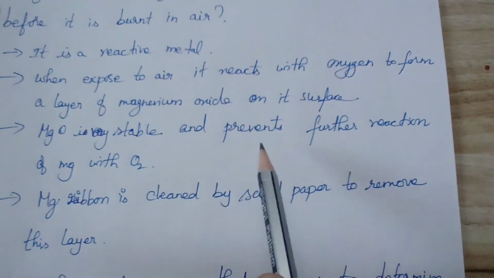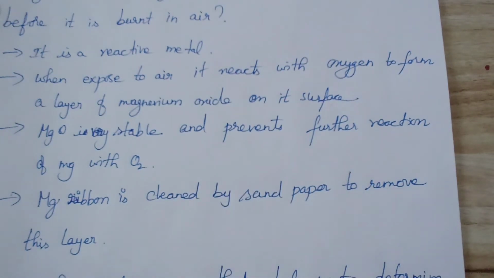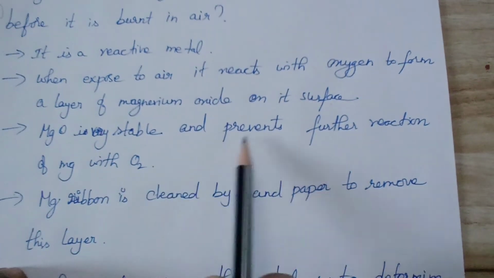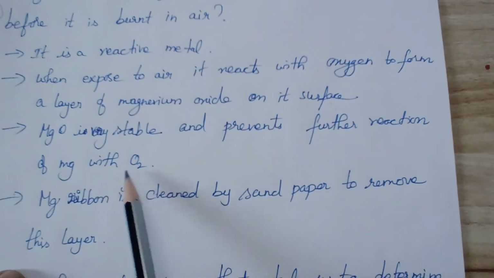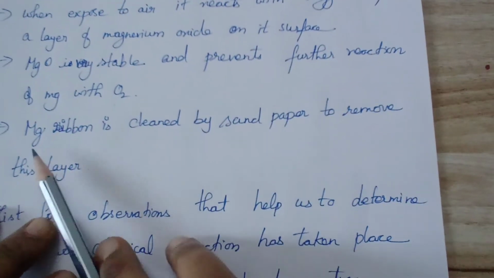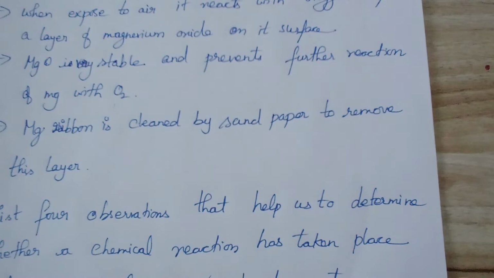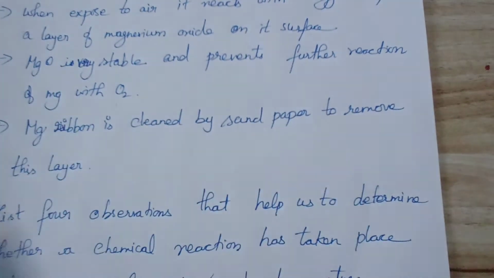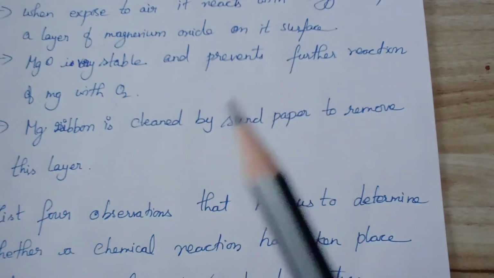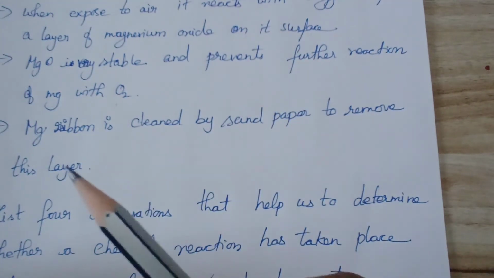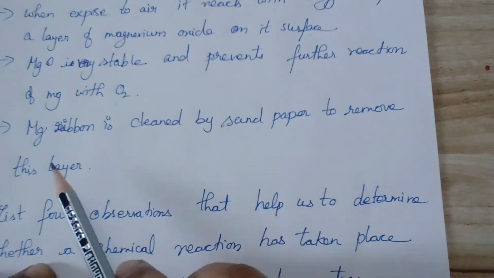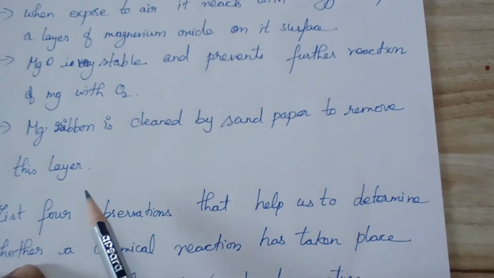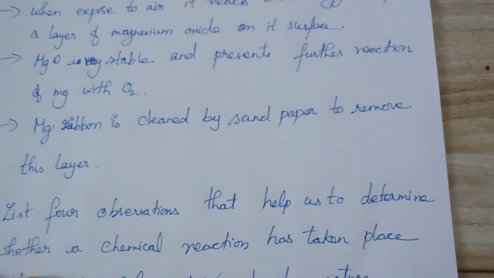While we are heating, it will not allow the oxygen present in the air to react with the magnesium metal. So it prevents further reaction of magnesium with oxygen. So what we have to do is clean the magnesium ribbon with sandpaper to remove this layer. Once the magnesium oxide layer has been removed, the magnesium metal will be exposed to the air. Then magnesium will react with the oxygen in the presence of heat and form magnesium oxide.